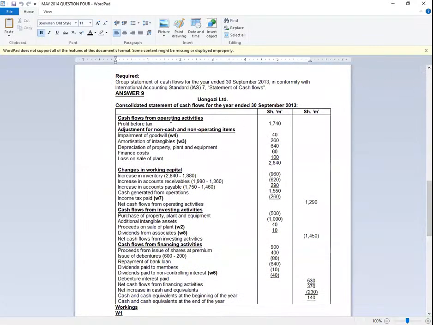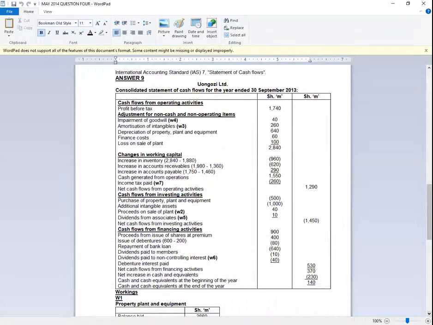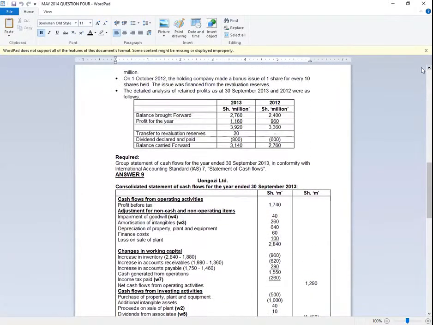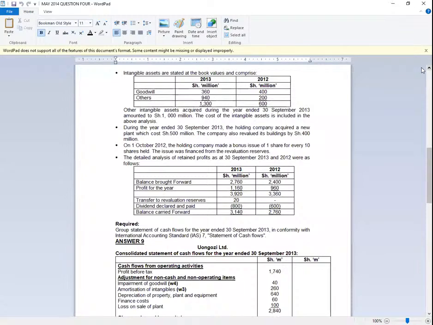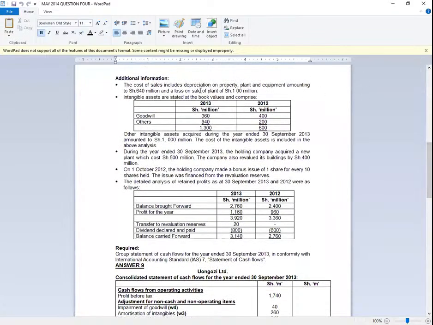It's here. No, this thing is jumping quite a lot. Depreciation is given in the question. It's here: depreciation on the property, plant, and equipment, 640. Even the loss is given. Now we are looking at cash flow from investing activities.